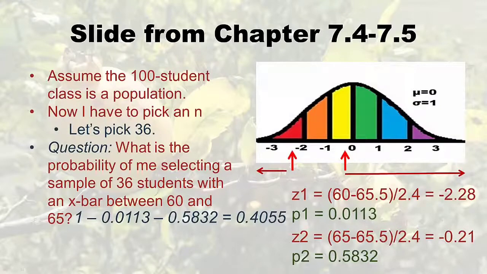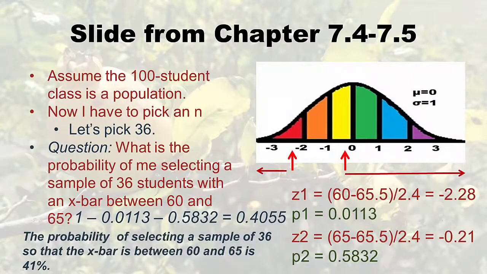So, again, we answered the question, right? The probability of selecting a sample of 36 so that the X bar is between 60 and 65 is 41%, which is another way of saying I am 41% confident that if I take a sample of 36 people from this class, their X bar will be between 60 and 65. So that's how you feel 41% confident. Because that's what I always had trouble with in statistics. I'm like, I don't know how to feel that way. Well, this is how you feel that way.